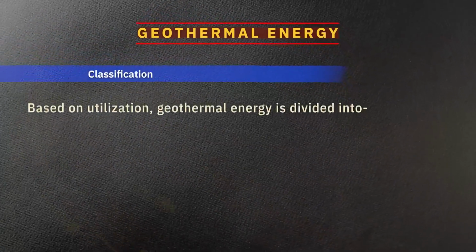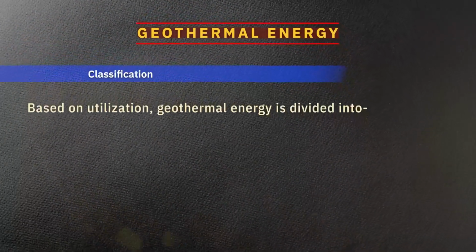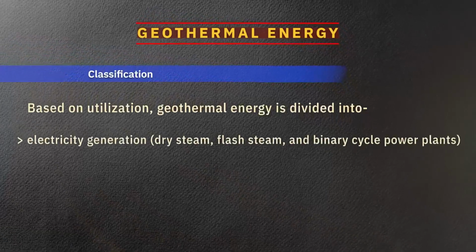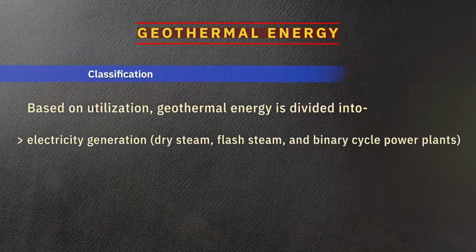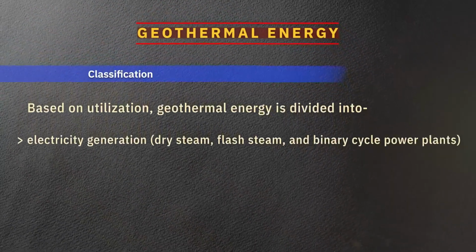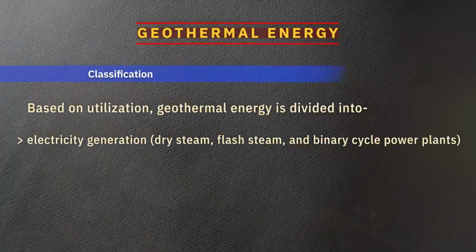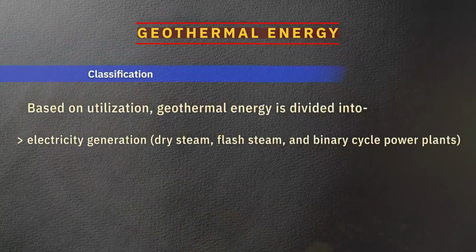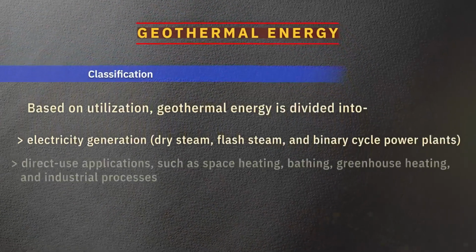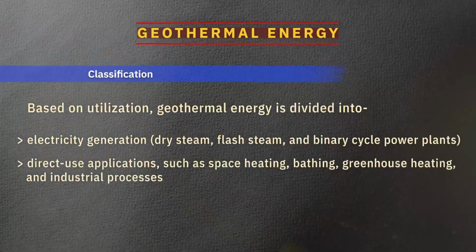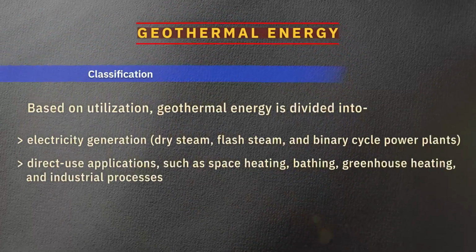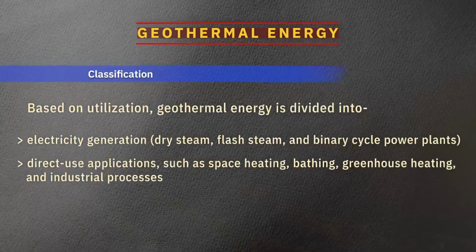Based on utilization, geothermal energy is also divided into electricity generation and direct use applications. Electricity generation means dry steam, flash steam, and binary cycle power plants, and direct use applications are mainly space heating, bathing, greenhouse heating, and industrial processes.